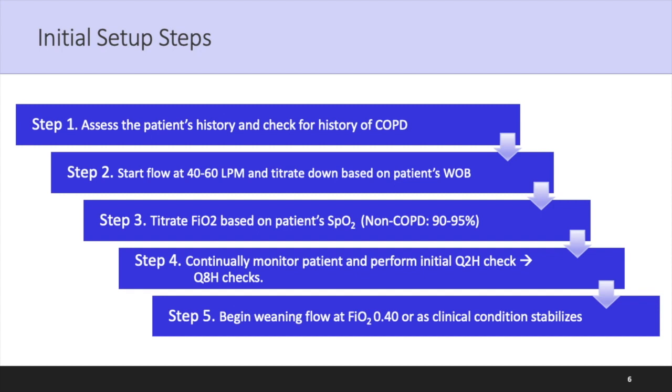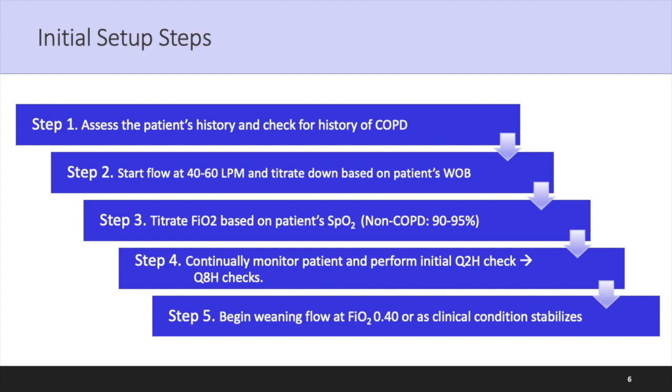So after we set our flow, we can then titrate our FiO2. So we're going to watch our SATs, maybe later get an ABG if it's indicated, and then we're just going to continually monitor the patient. We recommend that you watch them stabilize for at least 15 minutes while you're doing your other treatments with them, other medications. And then once they're kind of stabilized, we'll do a 2-hour check, and then we'll do Q8 checks. And then once they're pretty well stabilized, we can start weaning back their FiO2.